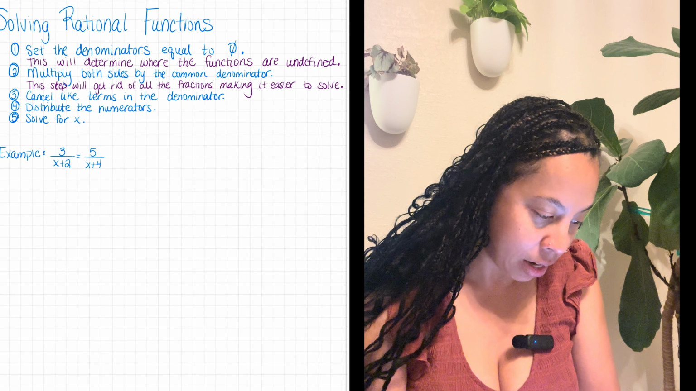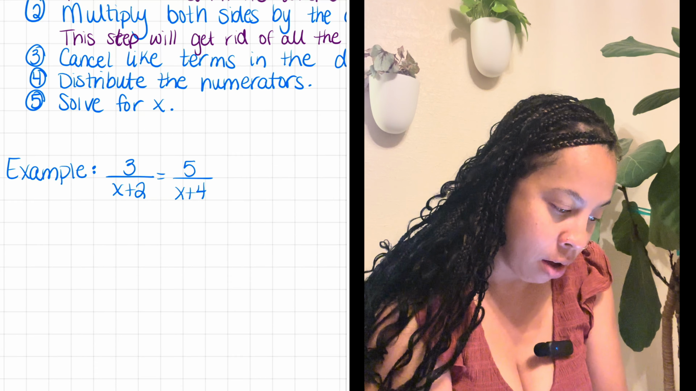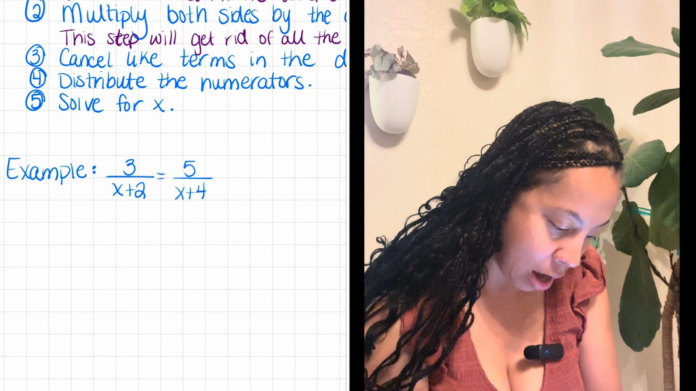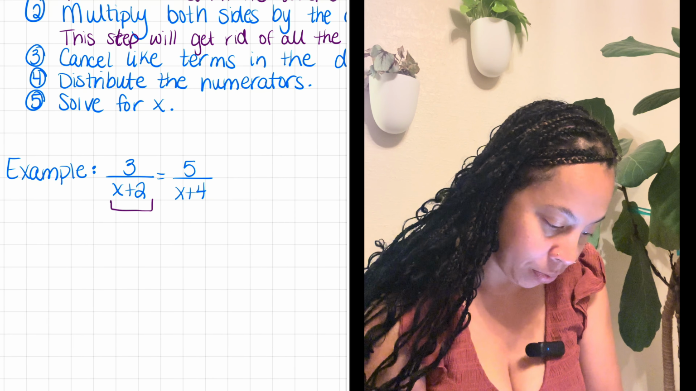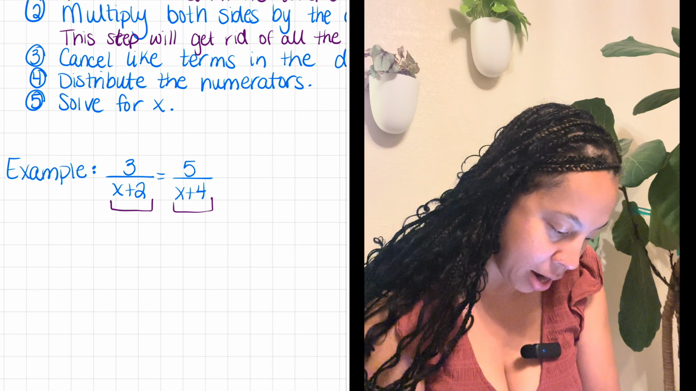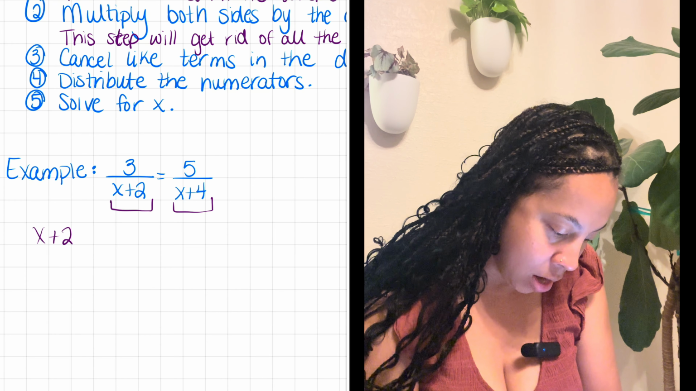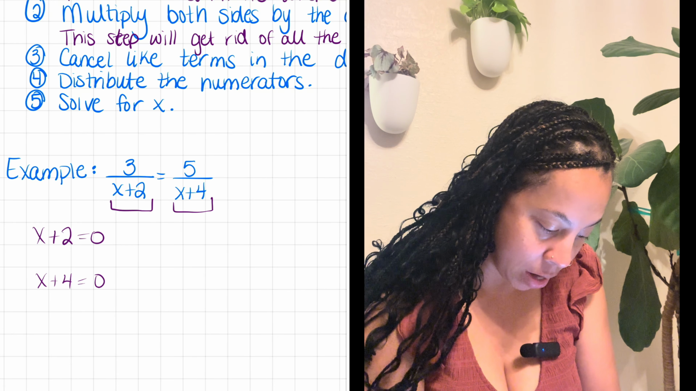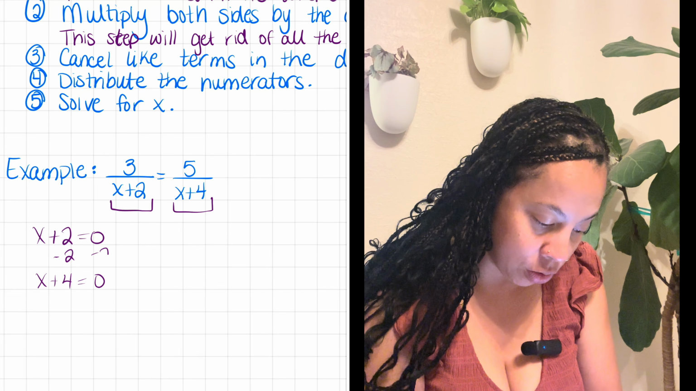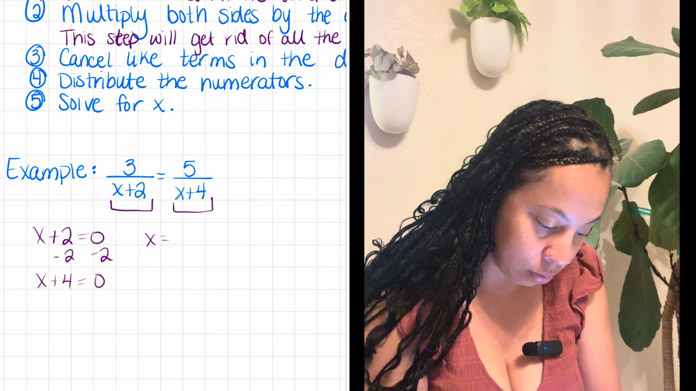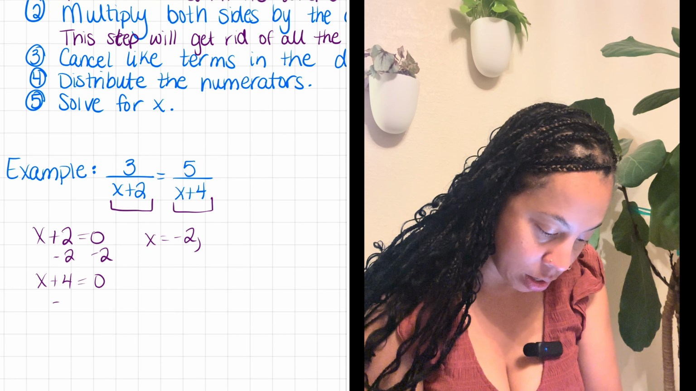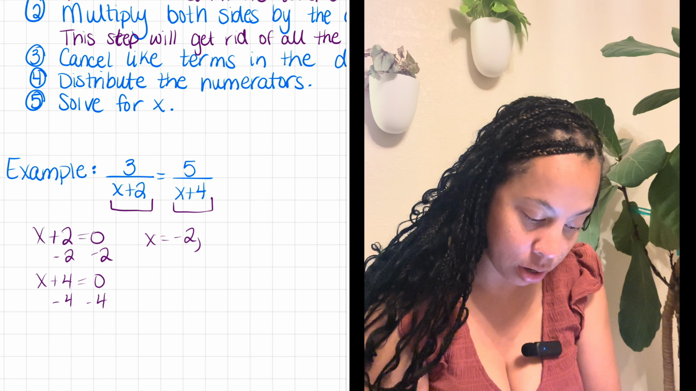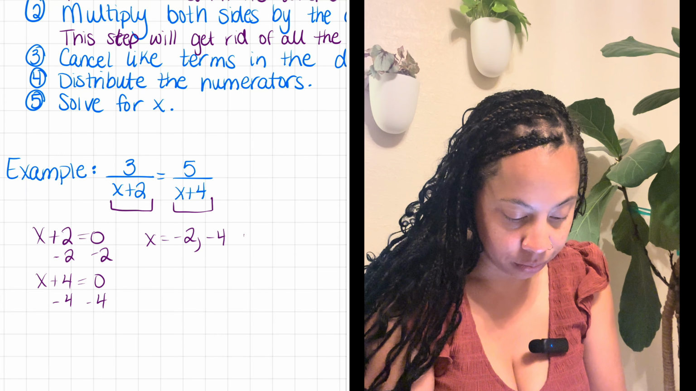We're going to start by setting the denominators equal to 0 for step 1. So we have an x plus 2 and an x plus 4. So we're just going to say x plus 2 equals 0 and x plus 4 equals 0. And then you minus 2 to both sides. That tells you x equals negative 2. Minus 4 to both sides. That tells you x equals negative 4 is undefined.